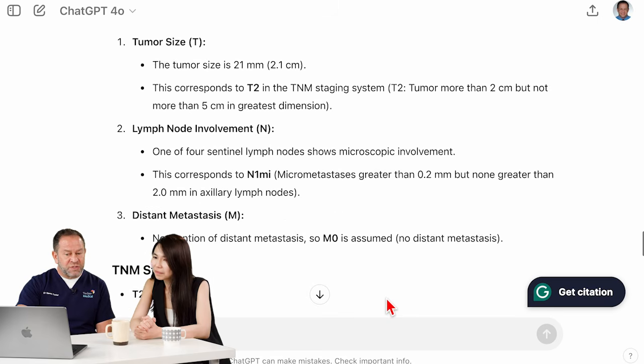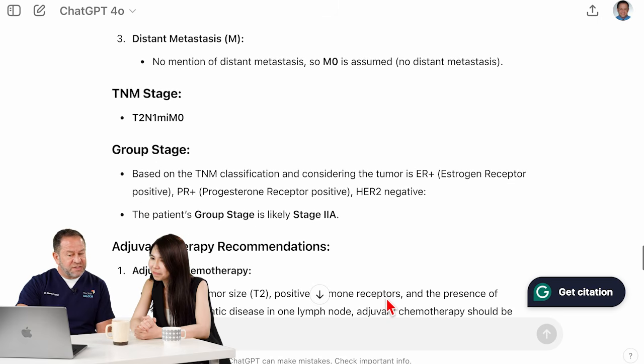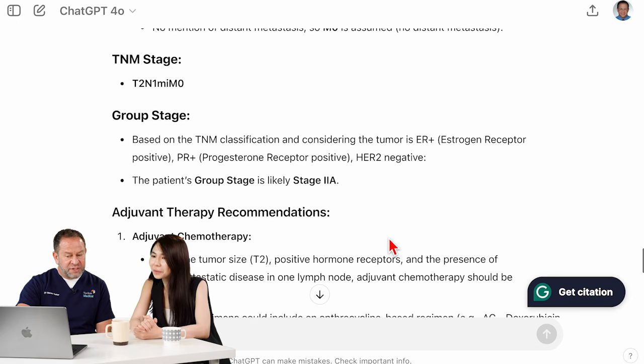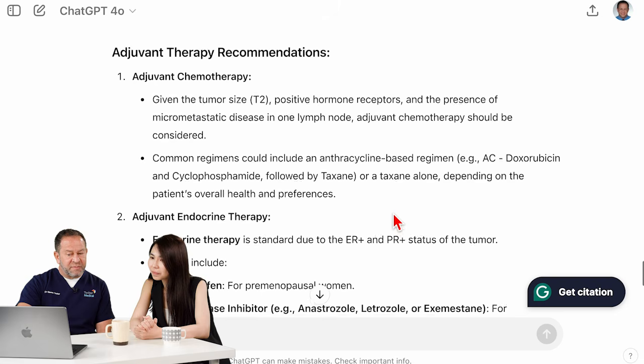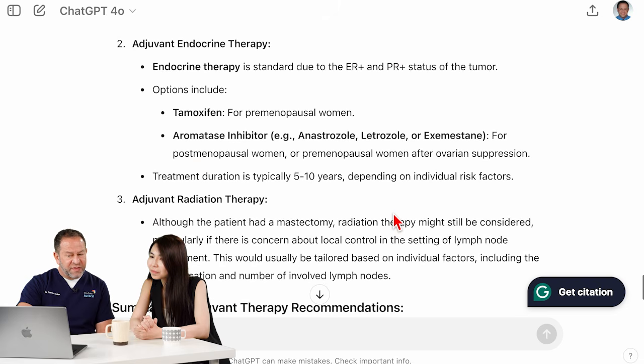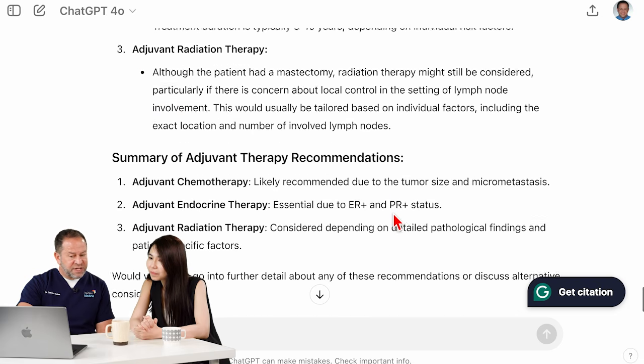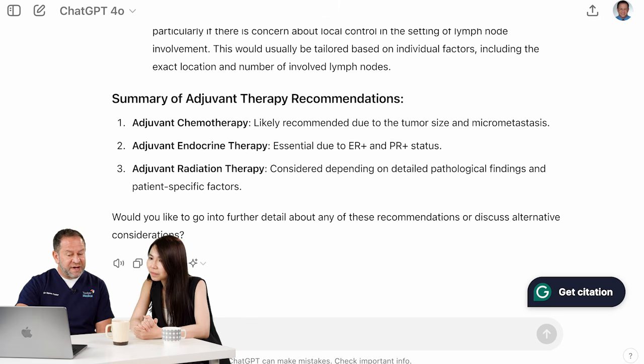Watch the next trick we'll do. So it's given us the staging, T2N1M1, which is correct. It's stage 2A. And the recommendations are going to be chemo and hormone therapy, and the durations, and the summary. It's right there. Now watch this.